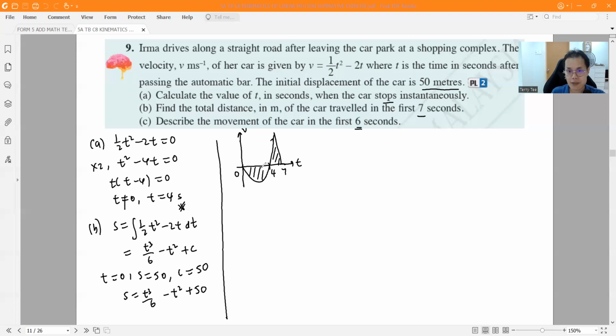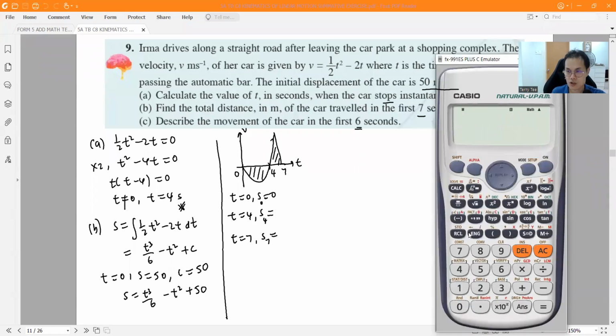So the 3 key values: at t equals 0, we need to find S. At t equals 4, we need to find your S value. And at t equals 7, we need to find your S value. You can write that as S4 if this is S7. Let's just use our calculator. I want to use the calculator function: alpha x cubed over 6, then minus alpha x squared plus 50. I'm going to press calculate. Let's start with 0. Sorry, it's not 0, it's 50, because the initial displacement here is 50.